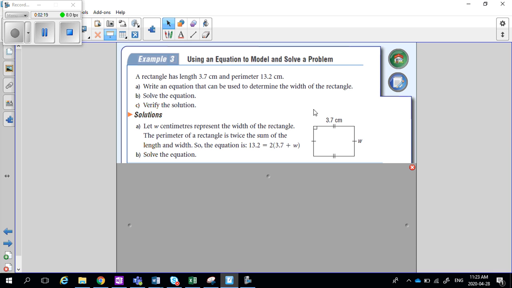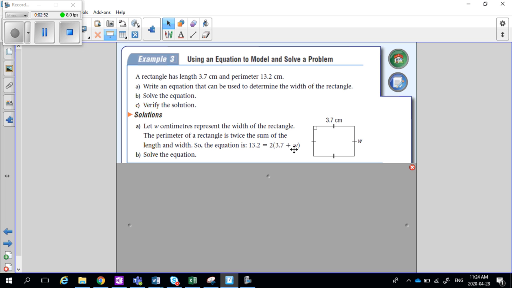Okay, so we know that with a rectangle we have 3.7. There's length, and there's width and width. So we would have 2 of those plus 2 of those equals the perimeter, right? So here's the perimeter. 13.2 equals 2 times this plus this. So the way they're writing it is 2 times that, right? So here it is 1 time, here it is another time, okay? 2 times (3.7 plus W) equals 13.2.